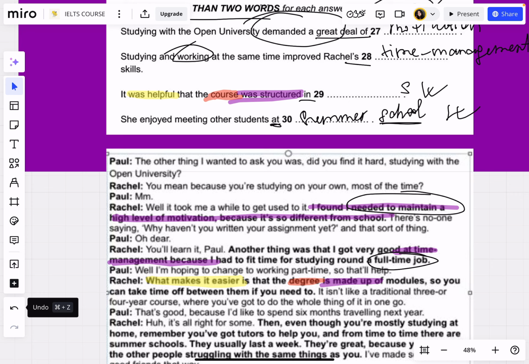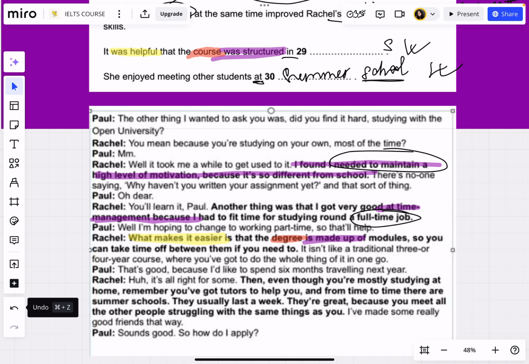She enjoyed meeting with other students at summer school. Let's read here. Even though you are mostly studying at home, remember you got tutors to help you. And from time to time, there are summer schools. There are summer schools, and they usually last a week. They're great because you meet the other people struggling with the same things as you. I've made some really good friends that way.